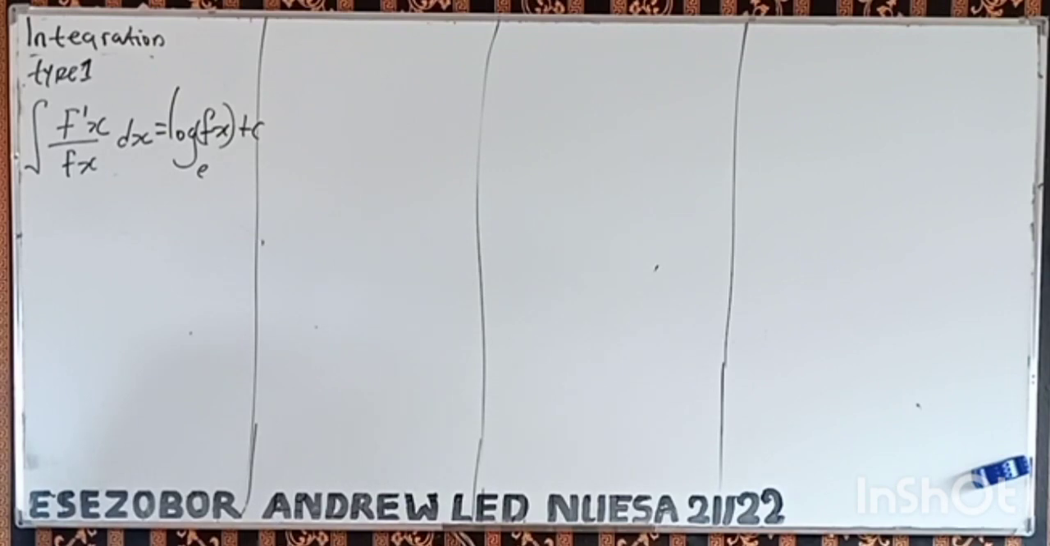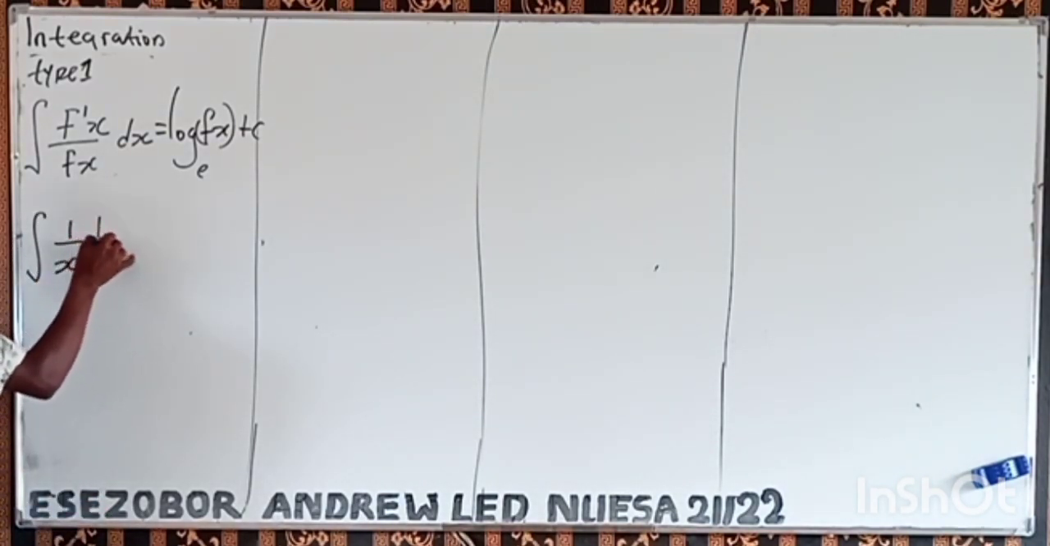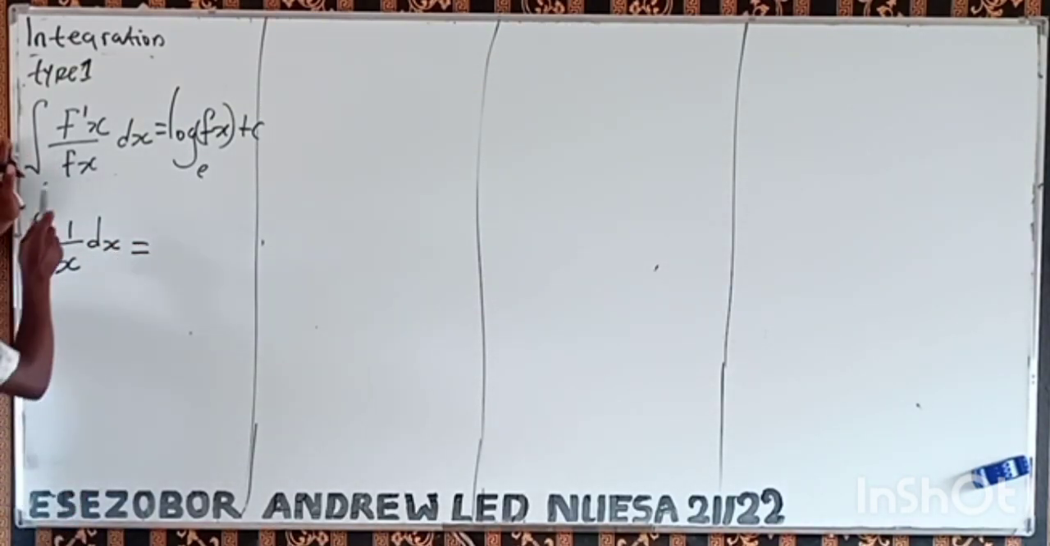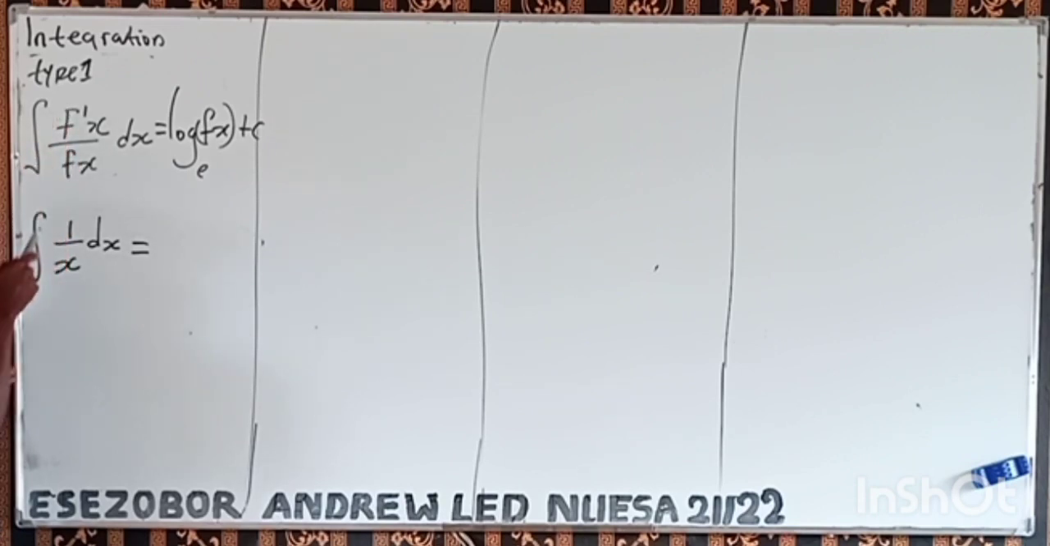Now, what's the meaning of this? It means something like 1 over x dx. If you have a question in integration, listen to this. When you differentiate the denominator and the answer becomes the numerator, then if you integrate that full function, the answer becomes log of this denominator plus c.